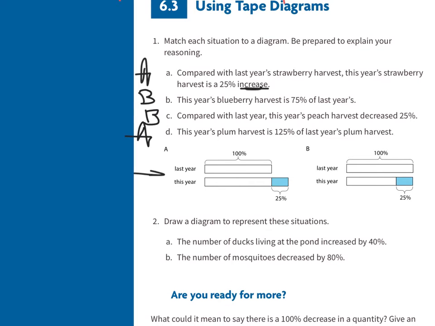Okay. Number 2, draw a diagram to represent these situations. This is on page 47 in your book. The number of ducks increased by 40%. So we just need to draw a tape. It doesn't matter how long it is or how big it is.